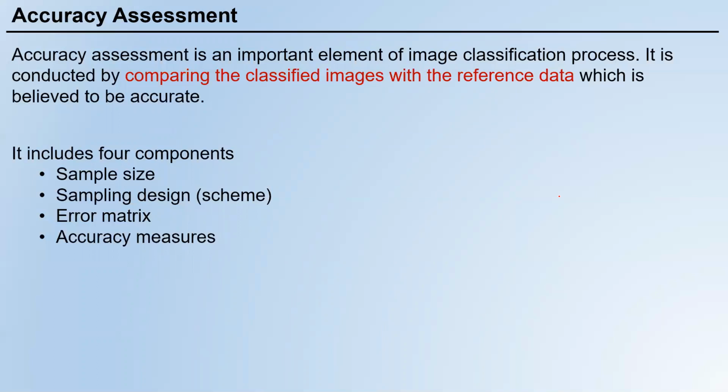It is conducted by comparing the classified images with the reference data, which is believed to be accurate. So here, since we're comparing two things, there must be a baseline, right? That baseline in this specific scenario is called reference data. For example, data published by local government. Okay, a land cover map published by local government. Or if you still remember NLCD data published by the US government, they are usually considered as data that can be trusted, or we usually consider them as ground truth.